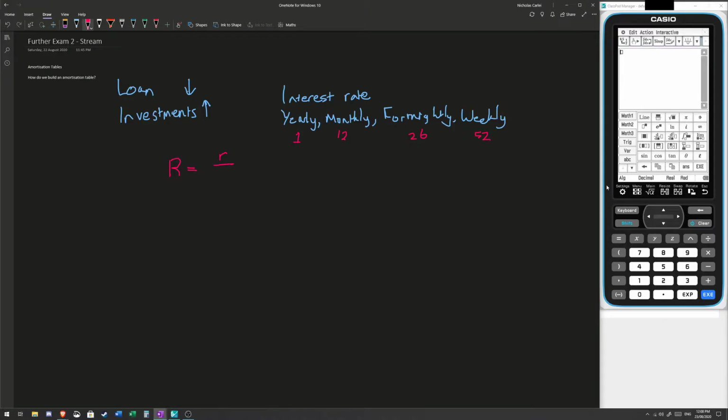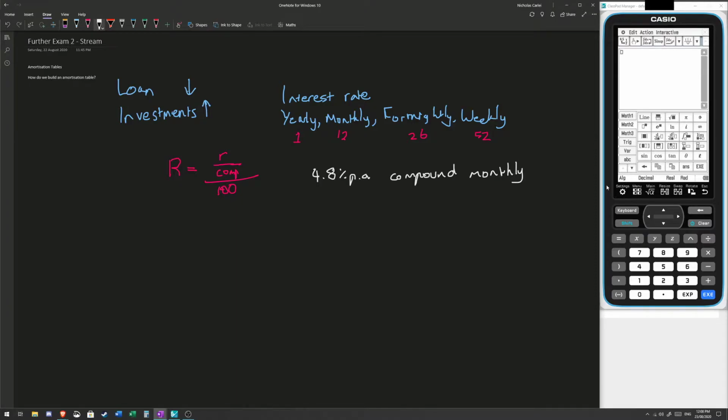Okay? So whatever our rate is in the question, we've got to divide it by our compounding period. So I'll just make that comp, okay? And then we divide all of that by 100. So I'll give an example, obviously. Let's say we've got 4.8% per annum. So that's per year. But we compound monthly, right?